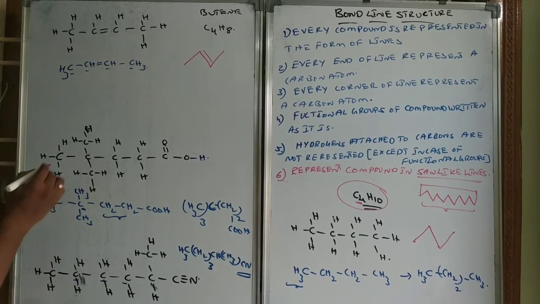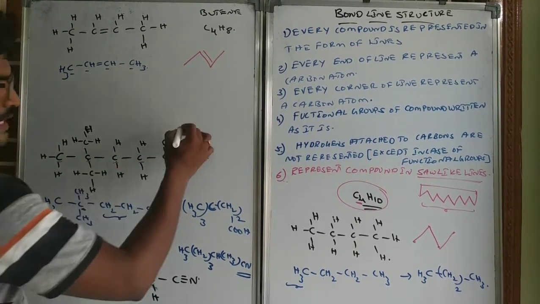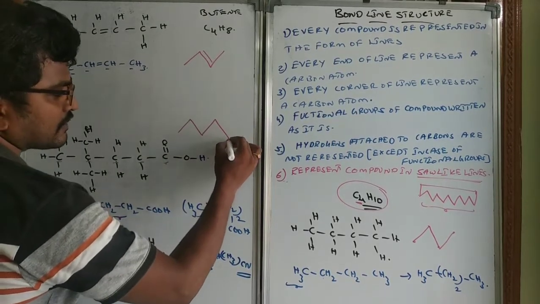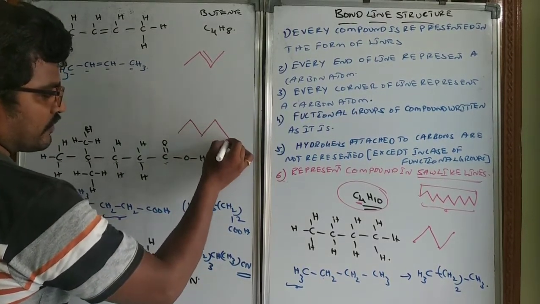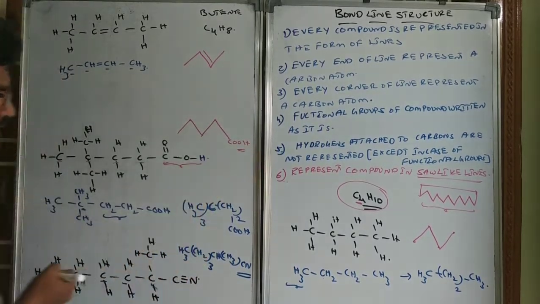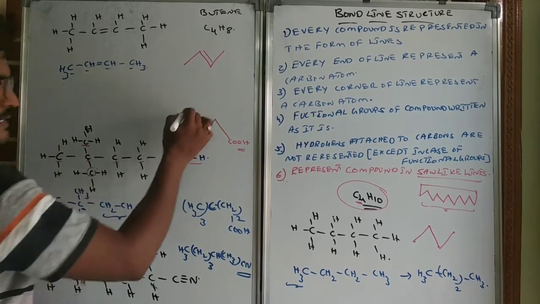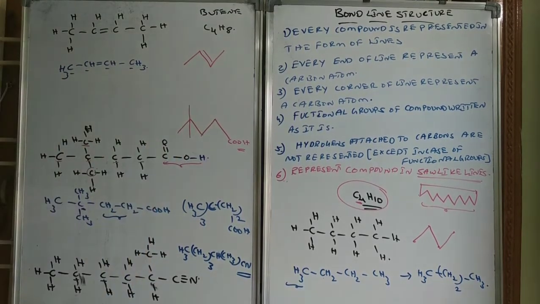In this one, 1, 2, 3, 4, 5 carbons are in the main chain. 1, 2, 3, 4, 5. The fifth carbon is COOH, so we will write it as it is. And you see, the fourth carbon from the end has 2 methyl groups. 1, 2. Like this, we can write the structure.